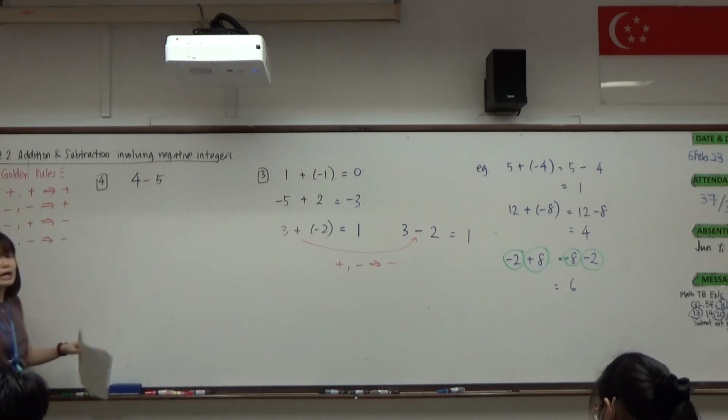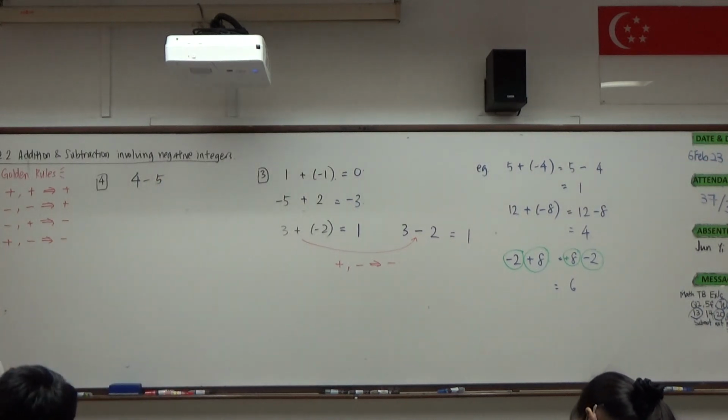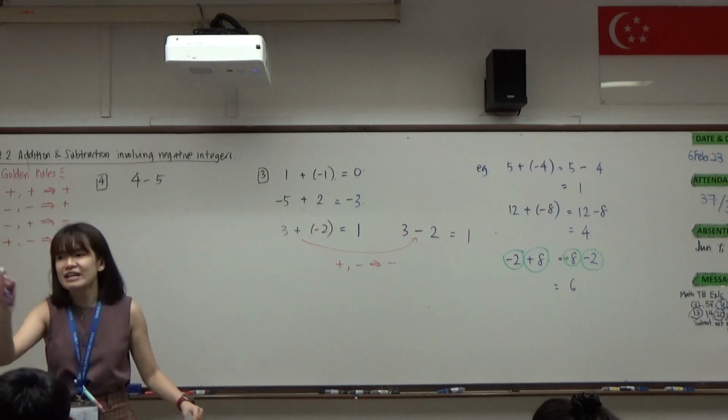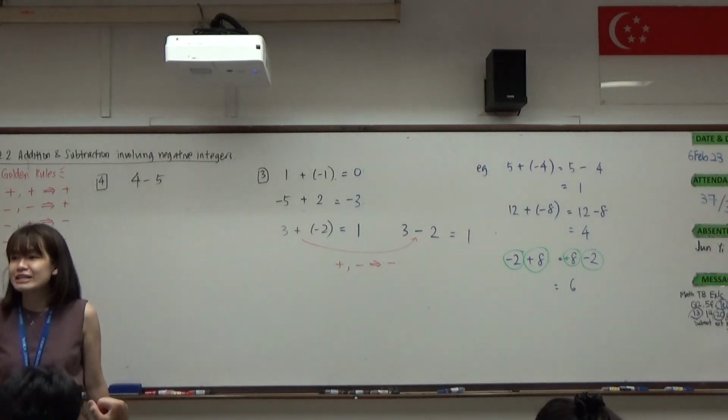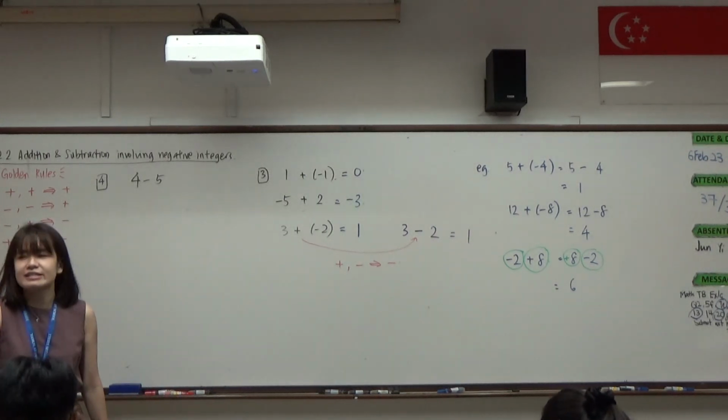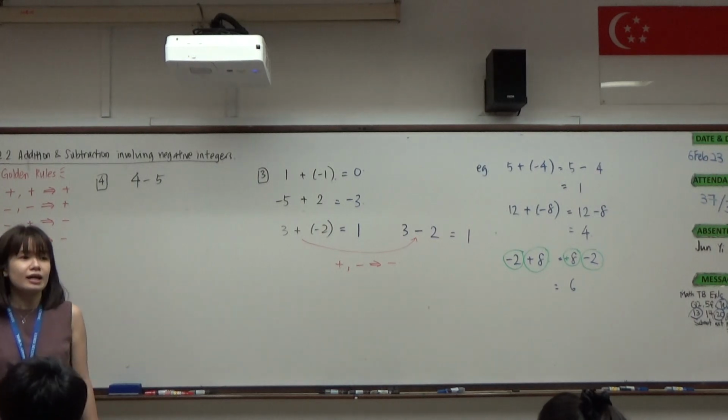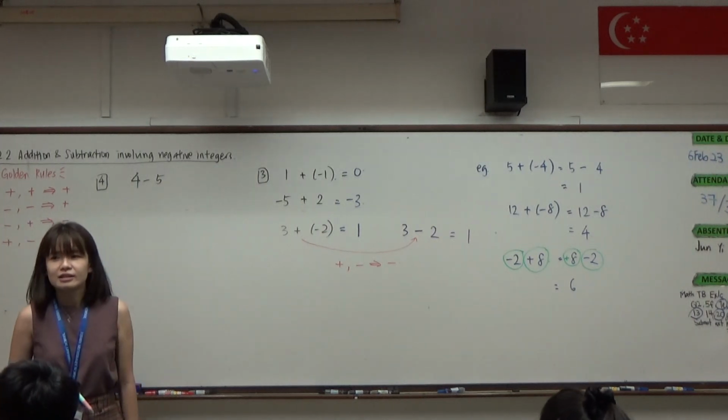Okay, how can we understand 4 minus 5? Okay, it is as though I currently have $4, and then Ethan snatches away $5 from me. I don't know how he does that, but I have $4 and he snatches $5 from me. How much do I have in my pocket?